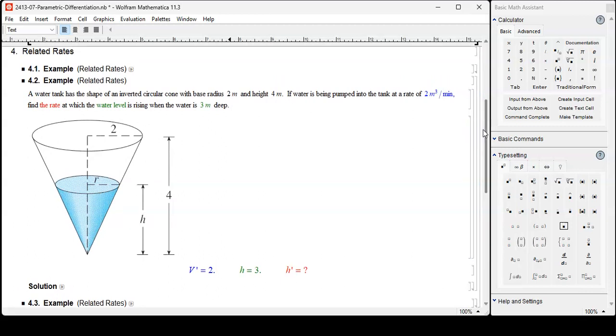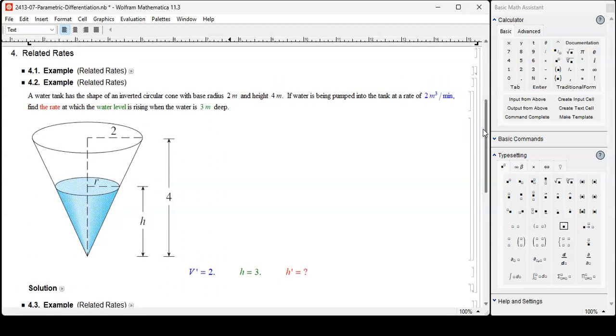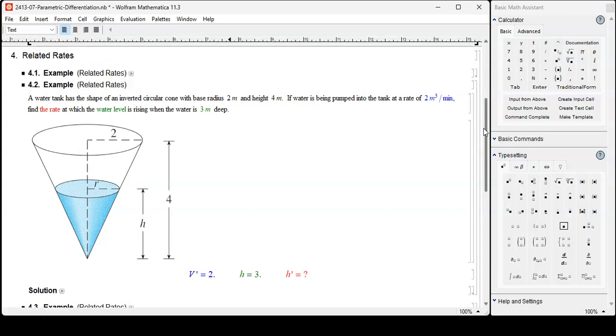The problem did not specify the volume. It simply said water is being pumped in, but from this unit and from other wording, you should be able to see that it's V prime we are talking about, the rate of change of volume. And the rate at which the water level is rising, this one is straightforward. H prime, that's the quantity we want, and H is 3 meters deep. Okay, so far so good.